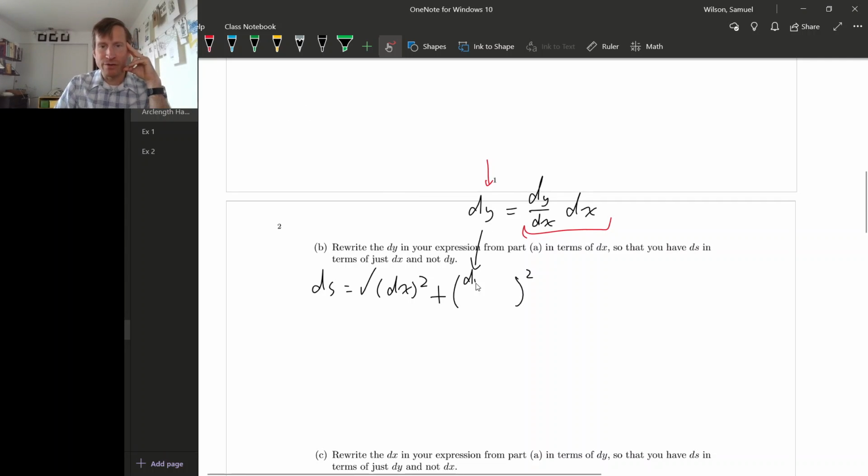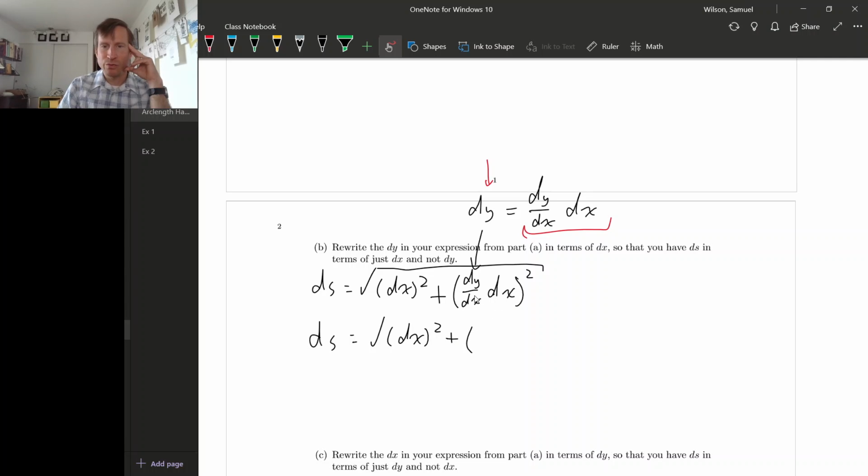That gives us dy/dx times dx. And then if we want to, we could simplify this. So it looks like this is the square root of dx squared plus, multiplying out this squaring, we get (dy/dx) squared times dx squared.